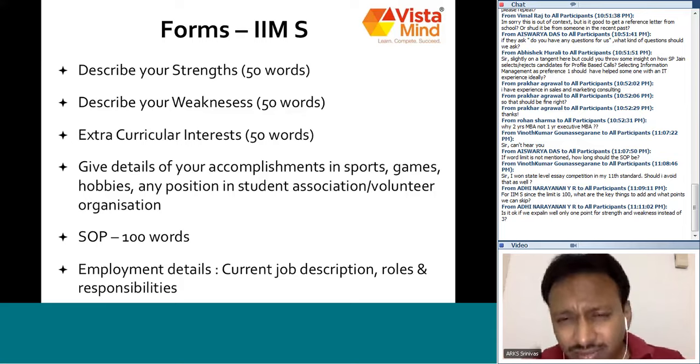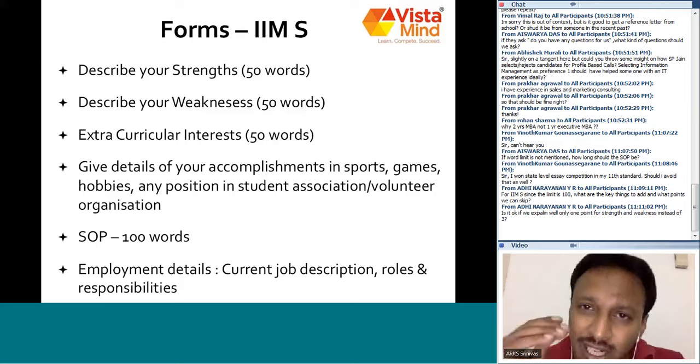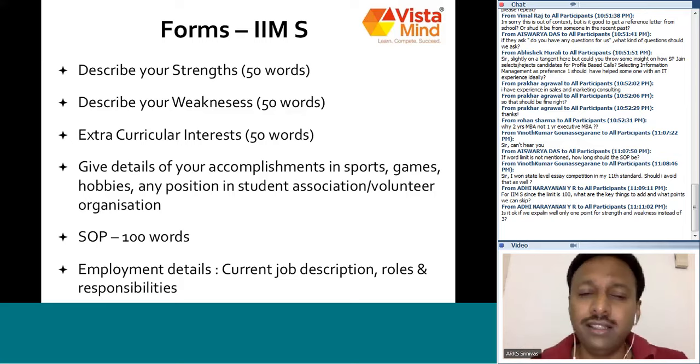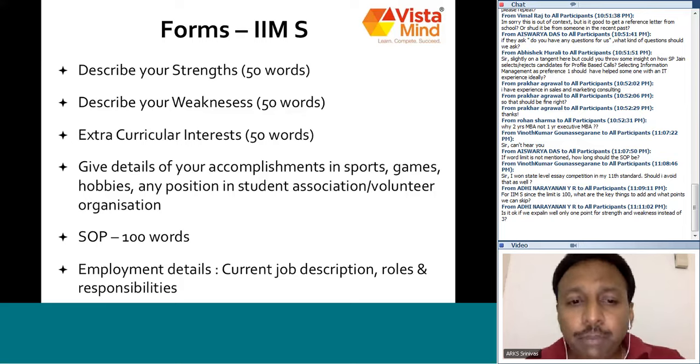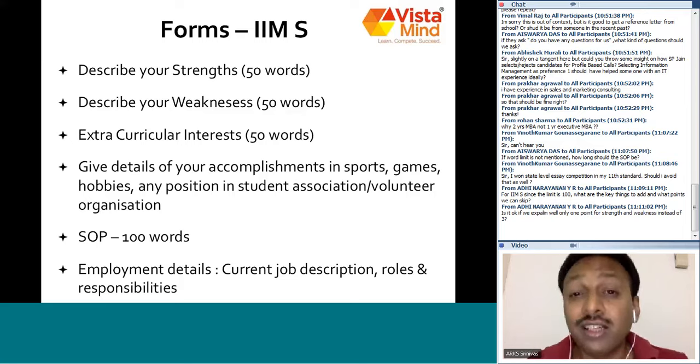Extracurricular activities. Again, don't use too much flowery language. Write simple language so that there is enough content in the answer. Give details of your accomplishments in your hobbies, any position in a student association, volunteer organization, etc.